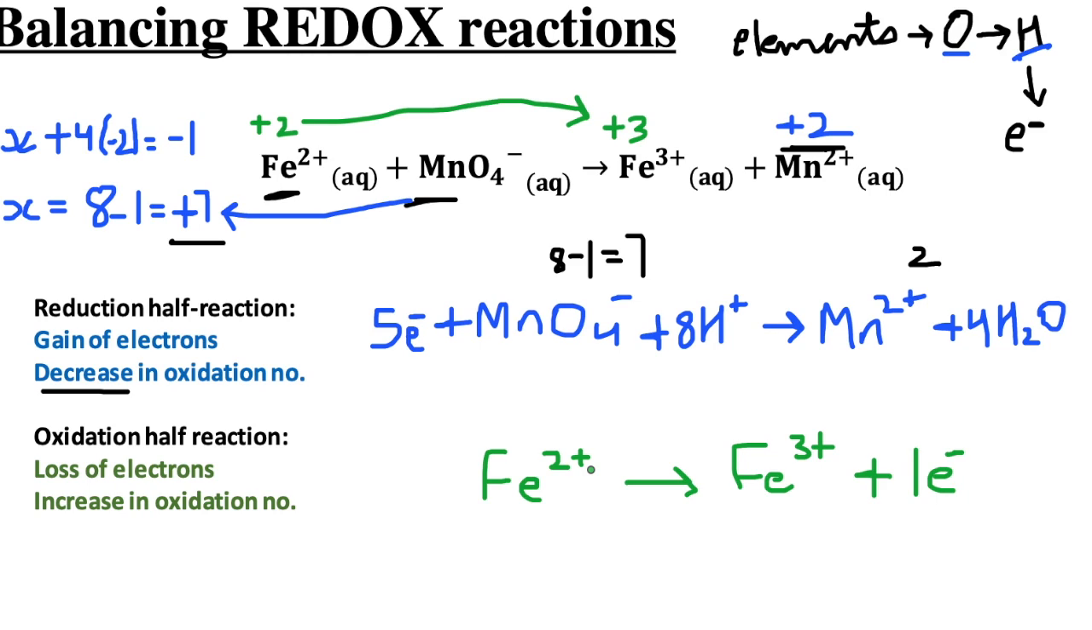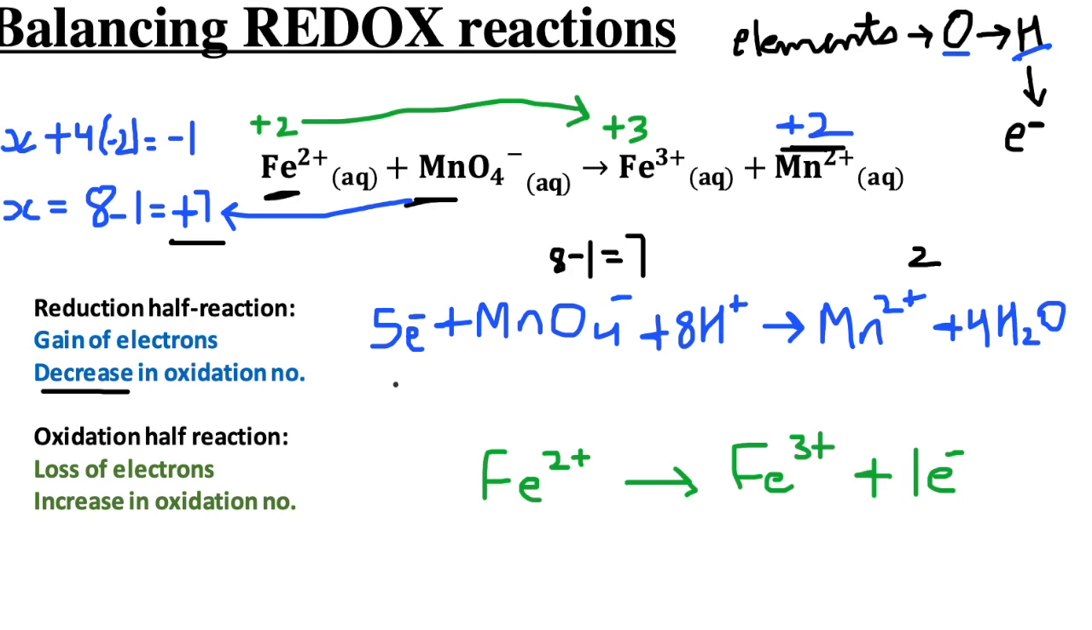But we are not done yet. Until now, we have only balanced the half reactions. Now we need to write down the overall redox reaction. So how do we balance that? We simply do that by balancing the number of electrons that are present in both these equations.